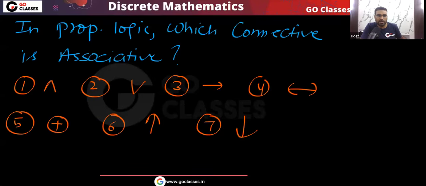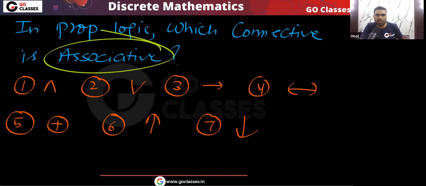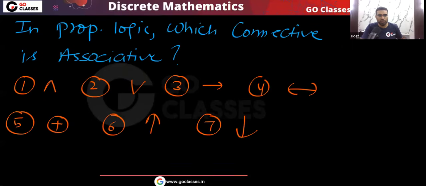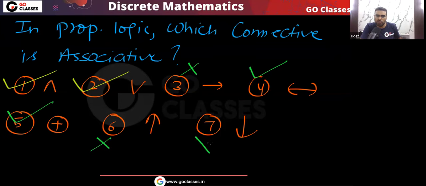Okay, simple. Now, again, my question: in propositional logic, which operator, which connective is associative? Tell me, which of them is associative? We have already seen AND is associative, OR is associative. What about the remaining? Let me tell you that implication is not associative, biimplication is associative, XOR is associative, NAND is not associative, NOR is not associative. And you can prove all these.